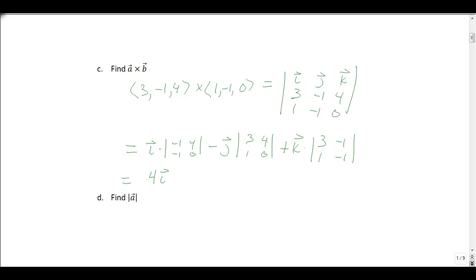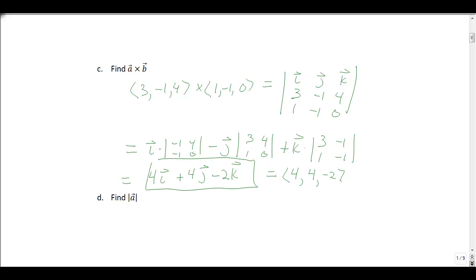For the j, we have 3 times 0 is 0, minus 4 times 1 is 4, so this determinant is -4. The negative out front makes this a plus 4j. For the k, 3 times -1 is -3, then we subtract a -1 times 1. That's going to give us a -2k. So you could leave your answer like this, that's fine. In vector notation, the other notation we're using, I would write this as ⟨4, 4, -2⟩.